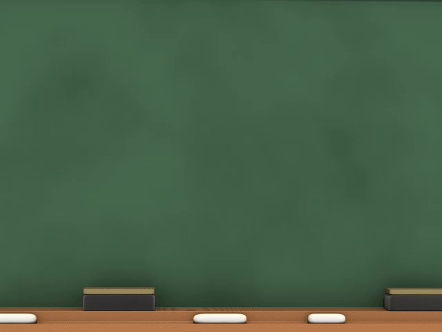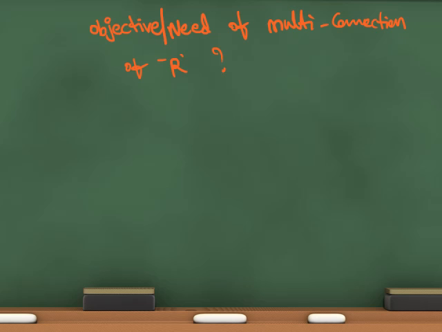Now, if I want to connect more than one resistor to get additional resistance which I need, what is the requirement of the connection of these resistors? First, the necessity: what is the objective or need of multiple connection of resistances? This is the thing we first need to know. Why should we connect more than one resistor? Multiple resistors should be connected.